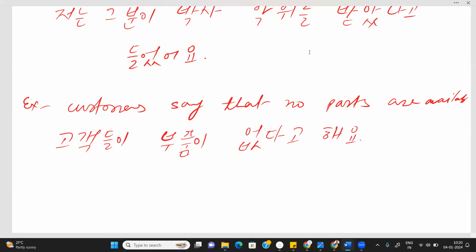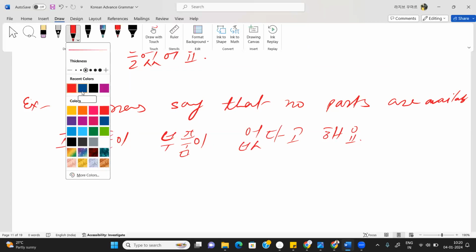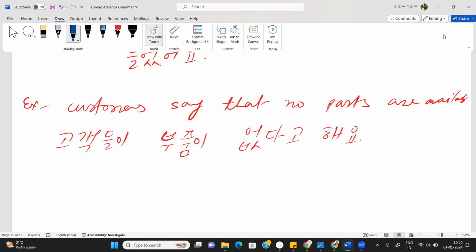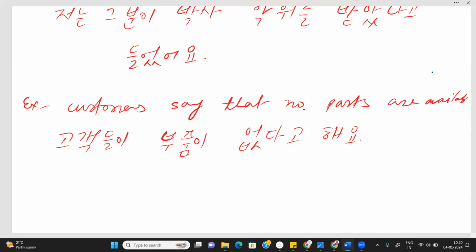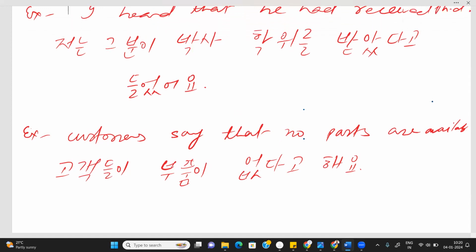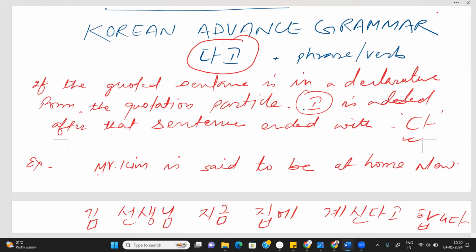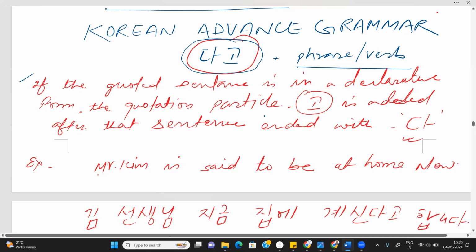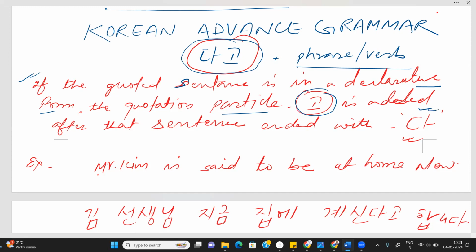Okay. So now I will explain to you again. Okay. So what happened? Basically, this applies to phrase. This grammar pattern is used with phrase and verb. Okay. So here is a disclaimer. If the quoted sentence is in a declarative form, okay, the quotation particle go is added after that sentence ended with the.